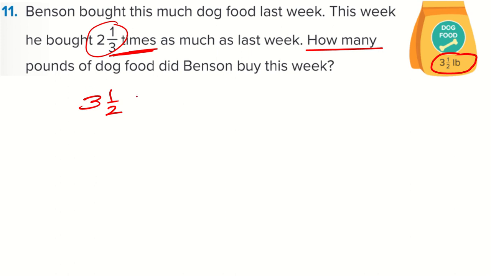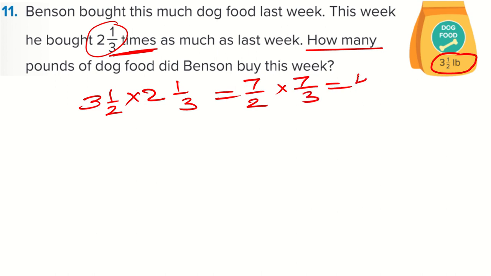So 3 and 1 over 2 times 2 and 1 over 3. So this is 3 times 2, 6, 6 plus 1, 7 over 2 times 2 times 3, 6, 6 plus 1, 7 over 3. Okay, now 7 times 7, 49, 3 times 2, 6. 49 over 6, again you will have to write it as a mixed fraction. Then 6 times 8, 48, remainder will be 1 over 6. Okay, this will be the answer.